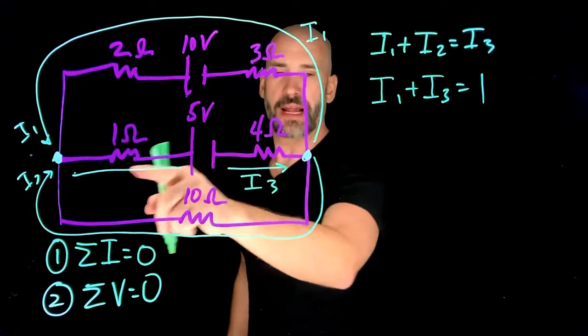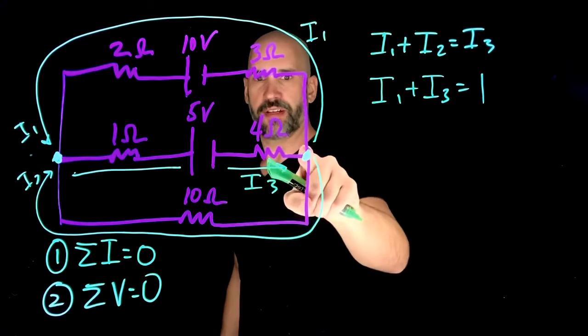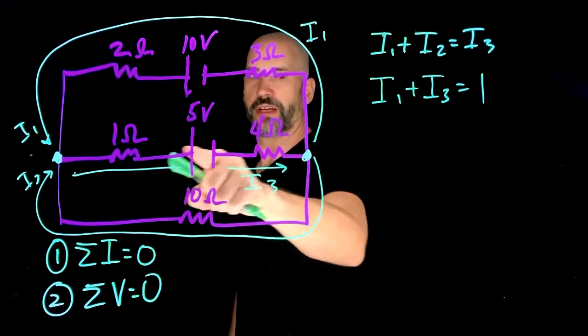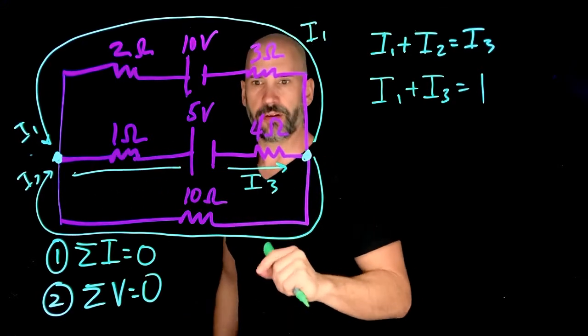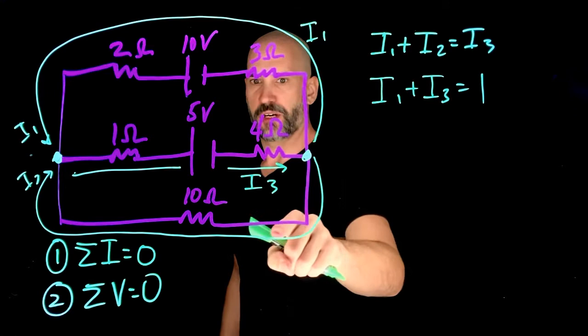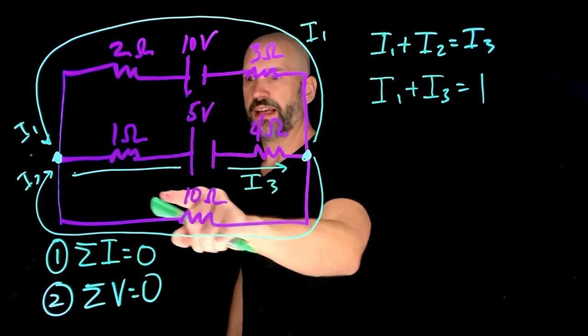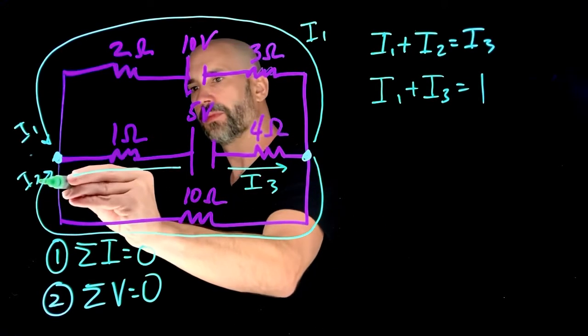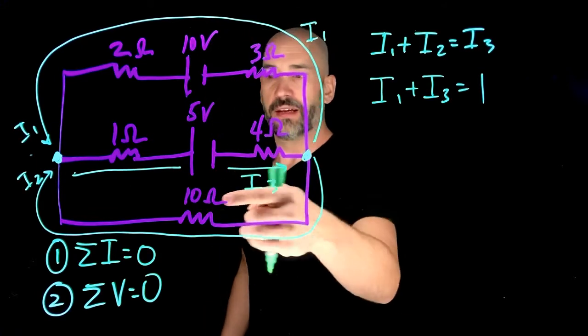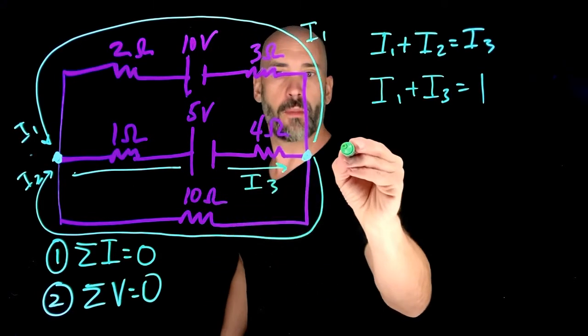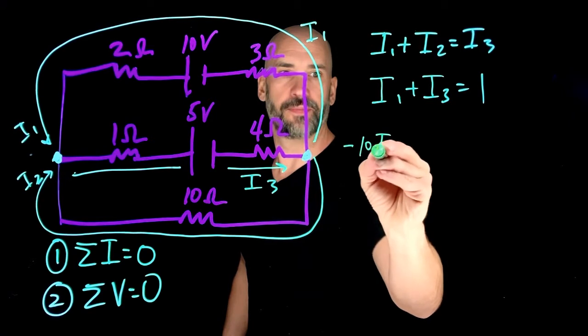Okay. All right. Next loop. Let's do the bottom loop. I'm going to start here and march all the way around until I get back over here. Let's do it. Okay. March, march, march. Oh, I get to a resistor. That is I2. I'm going in the same direction of the current, so it's minus 10 I2.